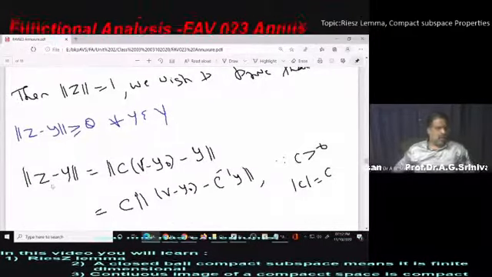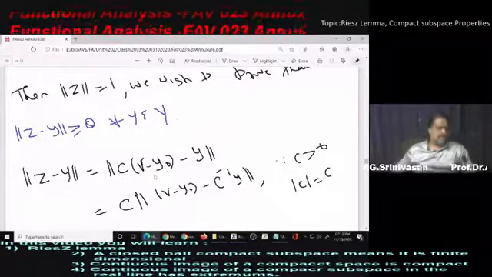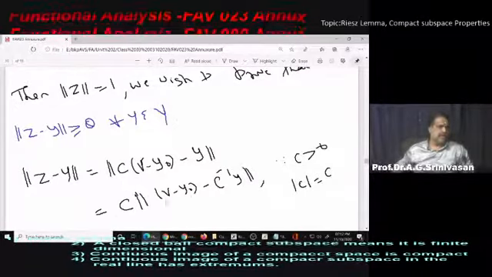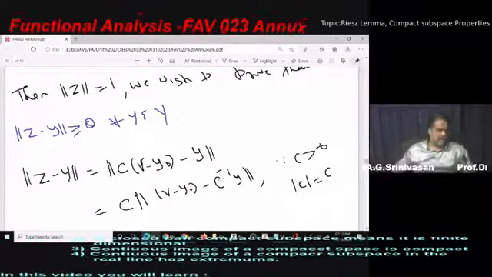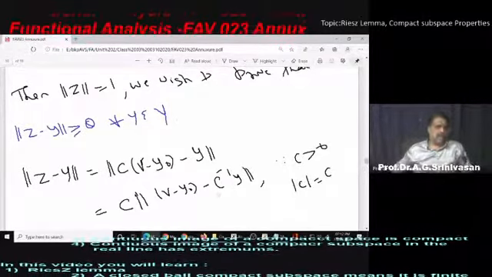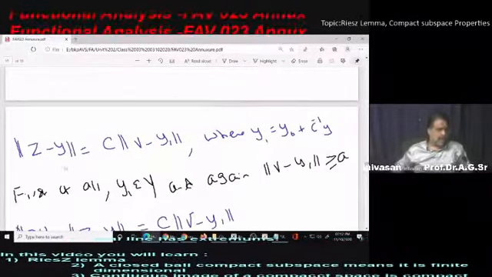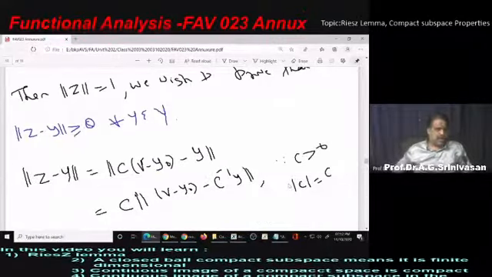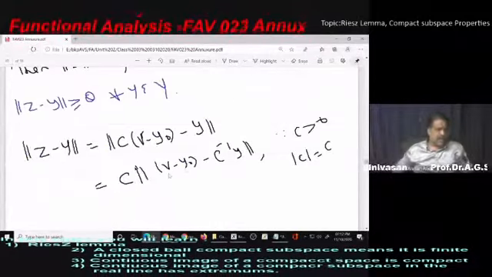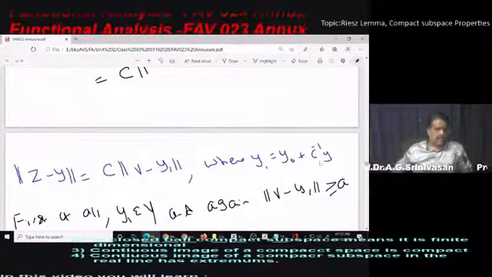Now, what is norm Z minus Y? We'll calculate. Norm Z minus Y is norm of C into V minus Y naught minus Y. C can be pulled out. C is a real number. Norm V minus Y naught. There is no C here, so I've taken C inverse. C is positive. Therefore, C inverse exists. So norm V minus Y naught minus C inverse into Y. So norm Z minus Y is equal to C times, because modulus C is positive, so modulus C is C times norm V minus Y1. What is Y1? Y1 is Y naught plus C inverse Y.